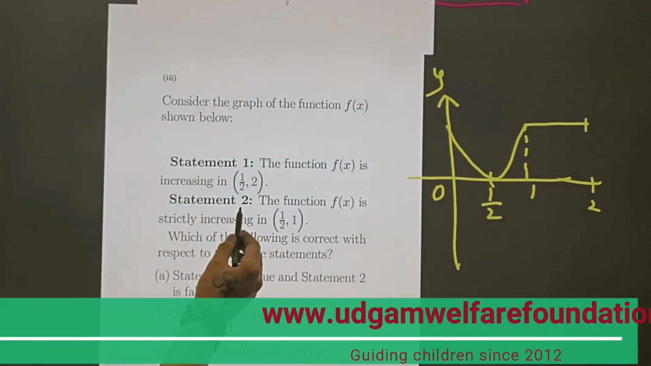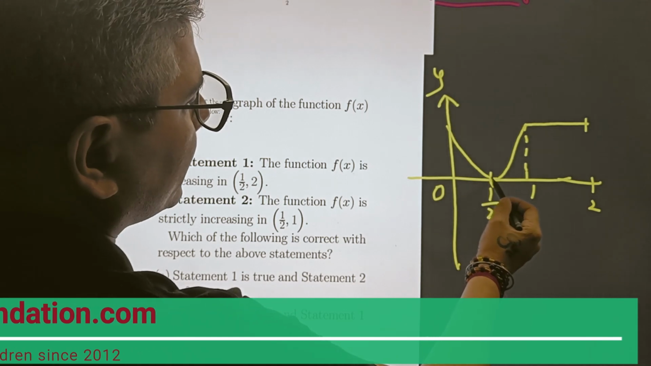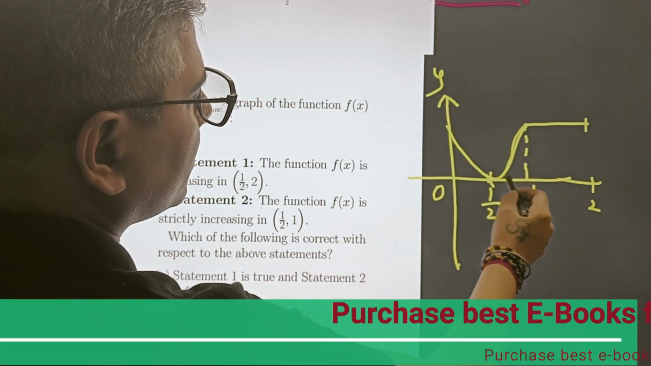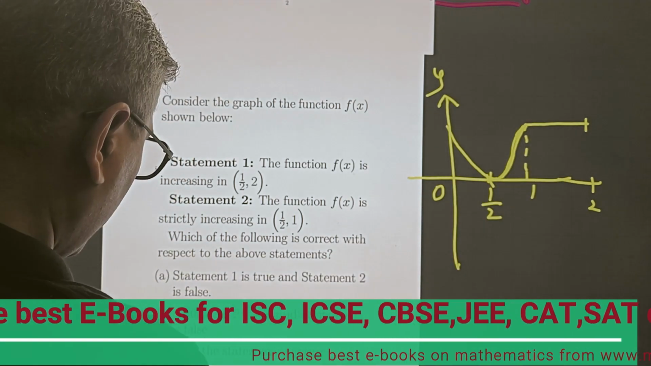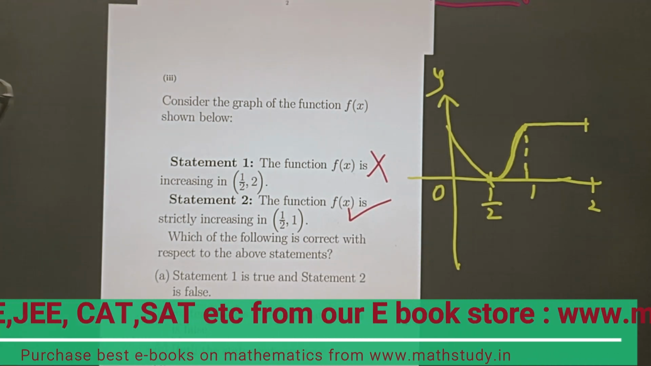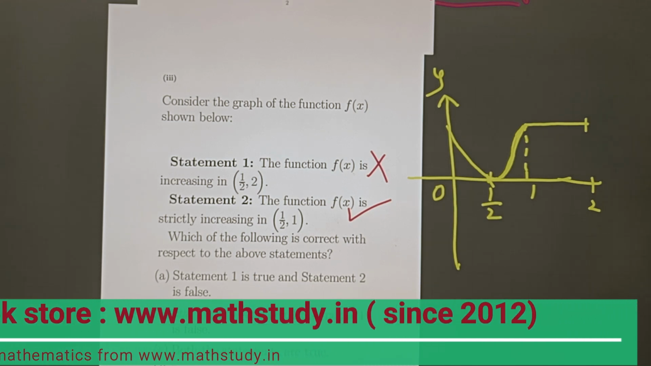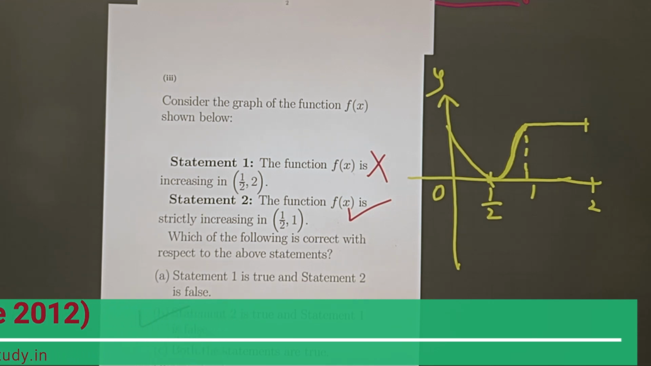Similarly, statement 2: the function f(x) is strictly increasing in (1/2, 1). We can easily see that it is strictly increasing from 1/2 to 1, so this is the correct statement here. The first statement is wrong and statement 2 is the correct statement. So statement 2 is correct and statement 1 is false here. So option B is the correct one.